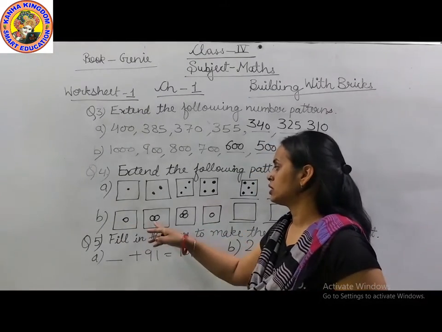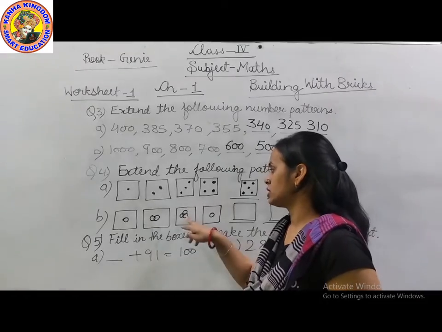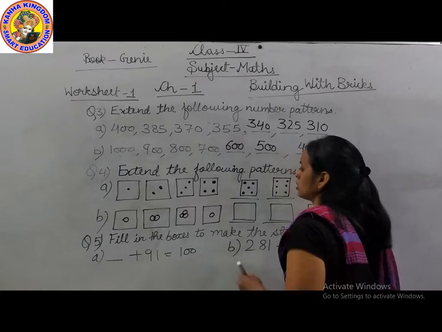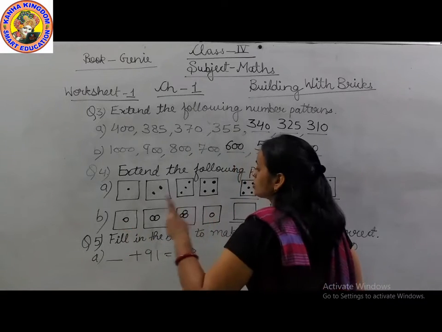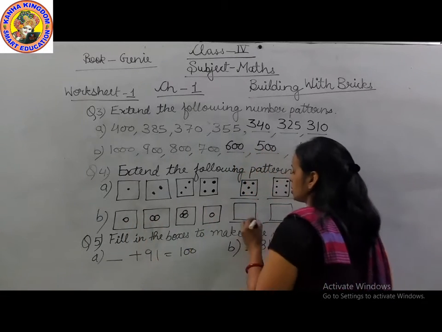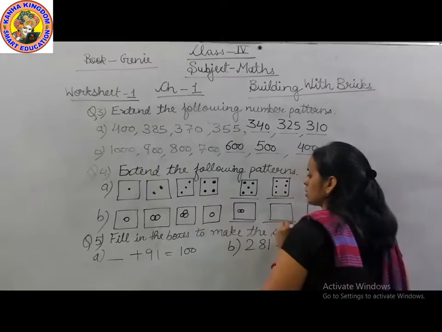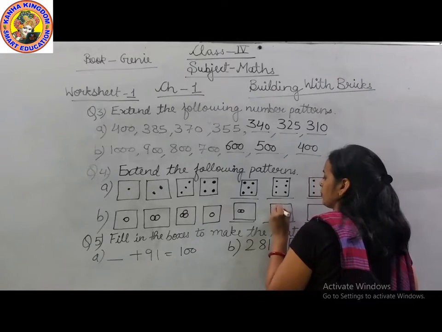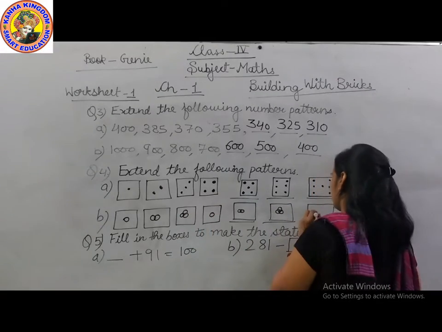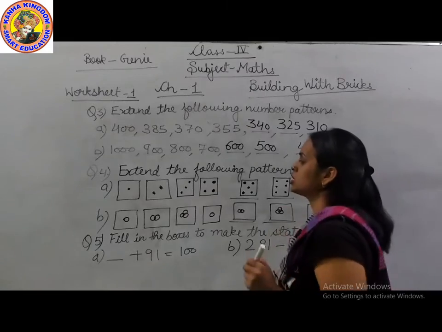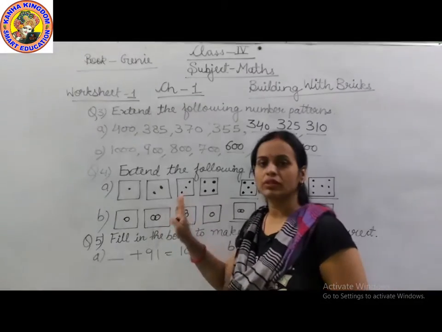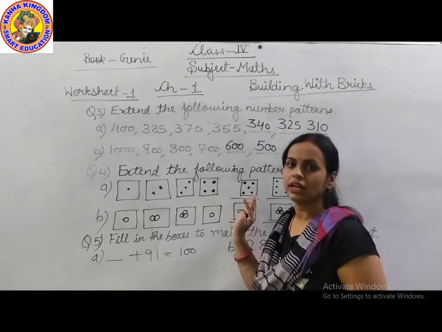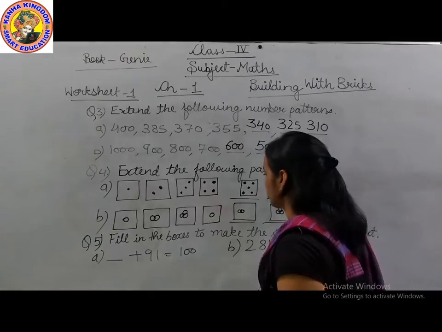One circle, 2 small circles, then 3 small circles, then again 1 small circle. So what comes after 1 circle? Next 2 small circles, then next 3, and what comes? Okay. So first you observe the pattern and draw or extend the next pattern.